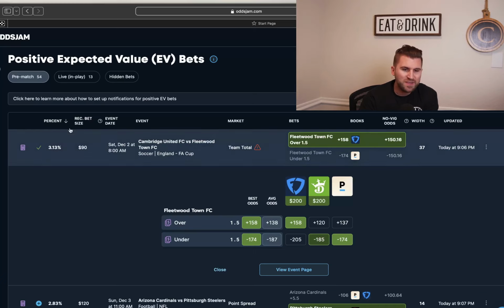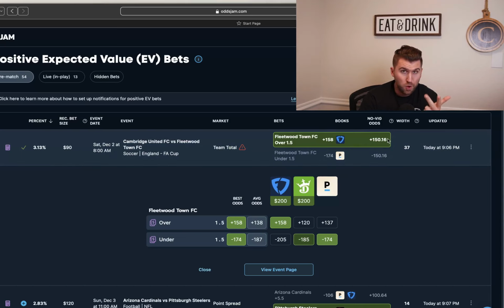So how we get to this recommended bet size is a couple different things. One, the calculated EV percentage, the bankroll settings that we have, the no-vig fair odds, and the market width. This is all baked together to spit out this $90 in recommended bet size. Now, market width plays a very significant factor.